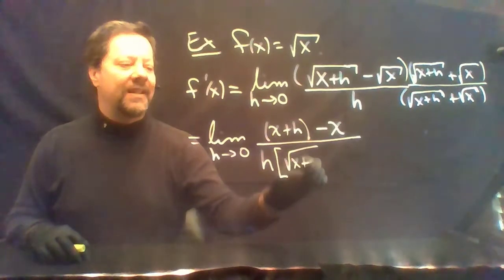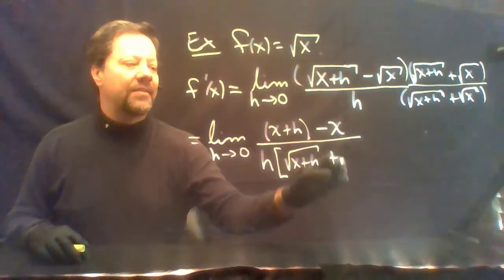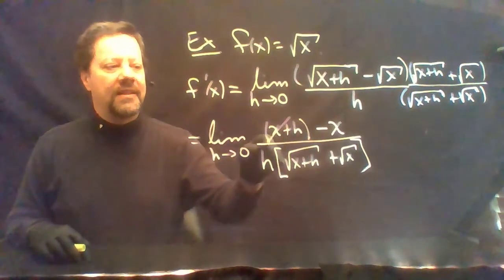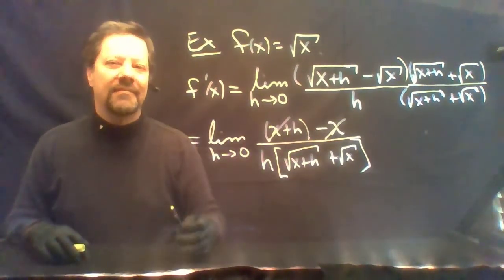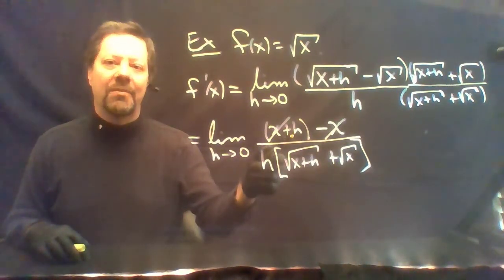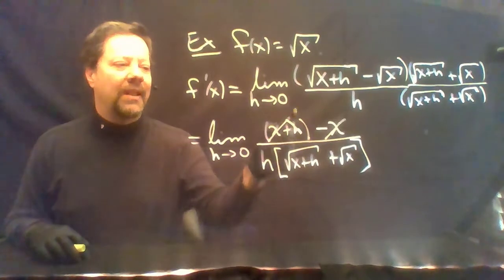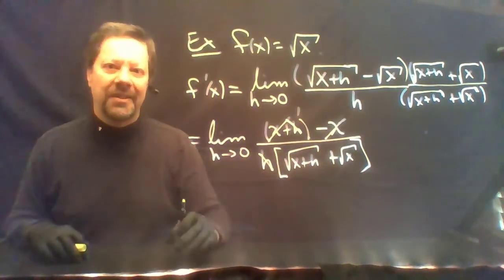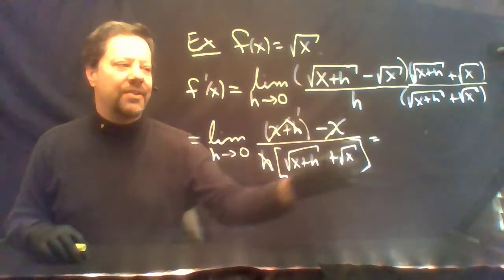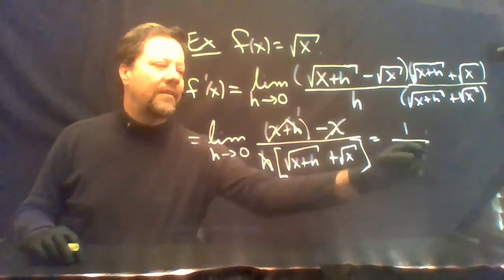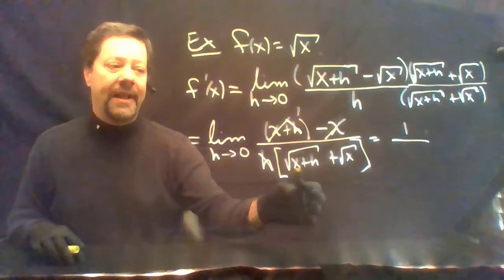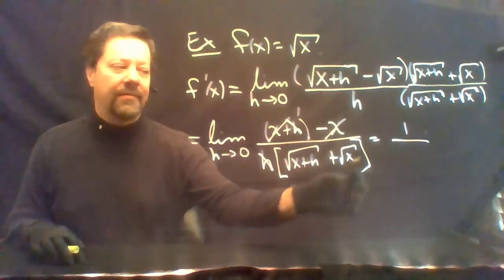The square root of x plus h plus the square root of x. These x's cancel. After the x's in the numerator cancel, we're left with only this term h. It will cancel, leaving a 1 in the numerator. In the limit now, as h goes to 0, we will have 1 divided by, if h is going to 0, we'll have root x plus root x.